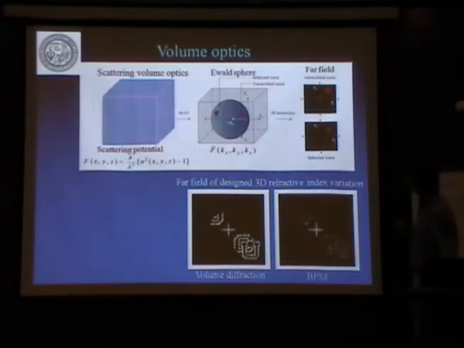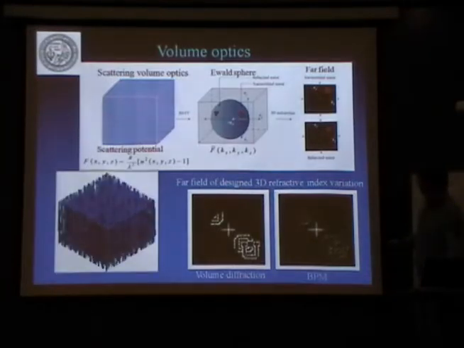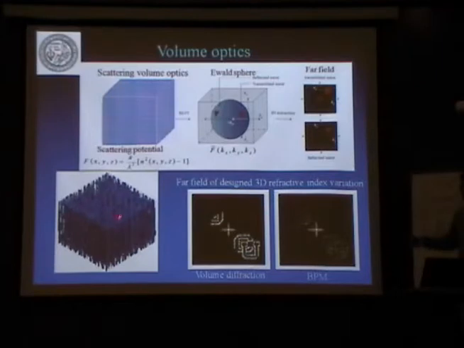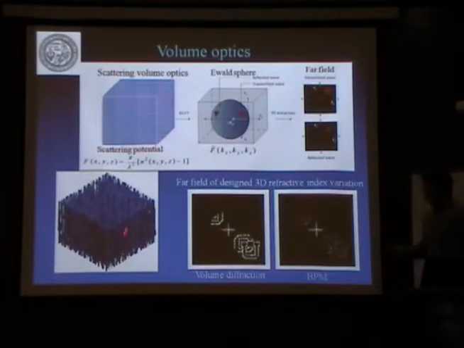Now we want to design something in the far field, again the CU logo. You do that and you get the structure of the index of refraction. So after iterating or optimizing that, you get the structure. So if you illuminate this, you get this pattern.